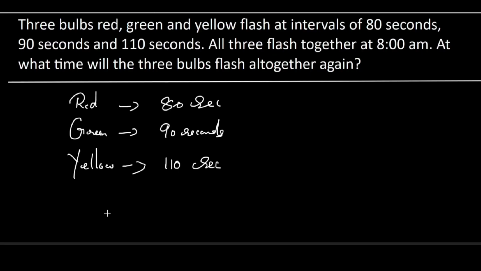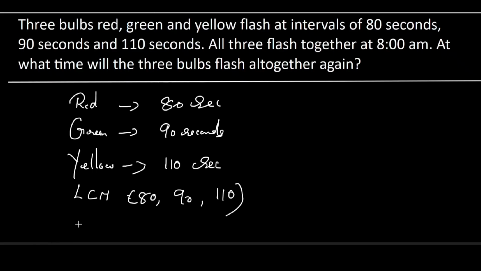Now, to find this, we'll calculate the least common multiple of the 3 time intervals. We'll find the LCM of 80, 90 and 110. So, what is the first step? To find the LCM, first we have to find the prime factorization, right?